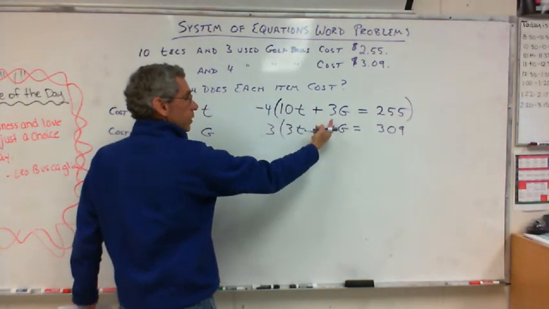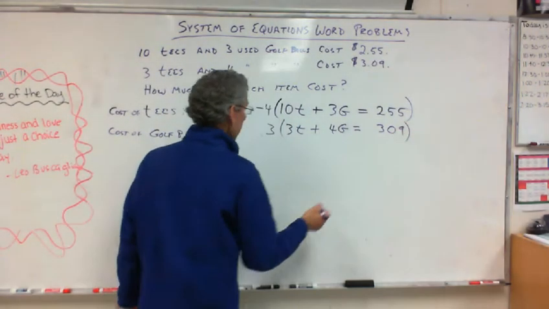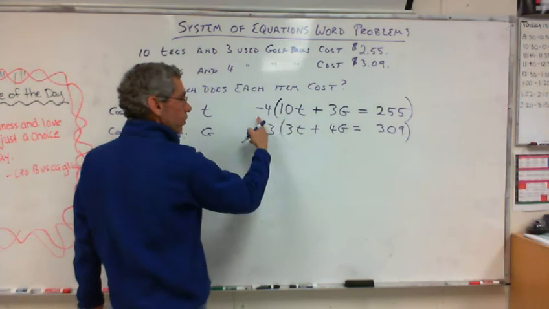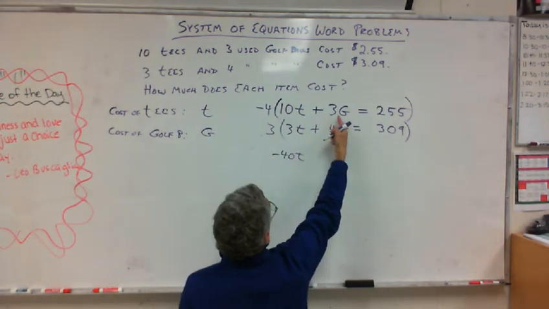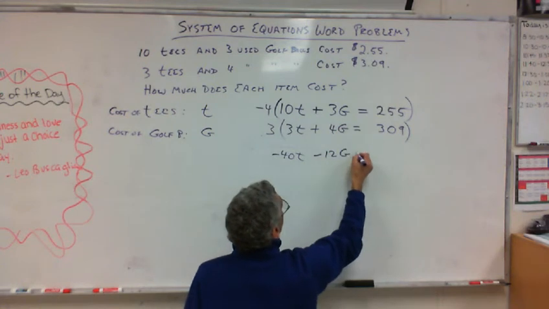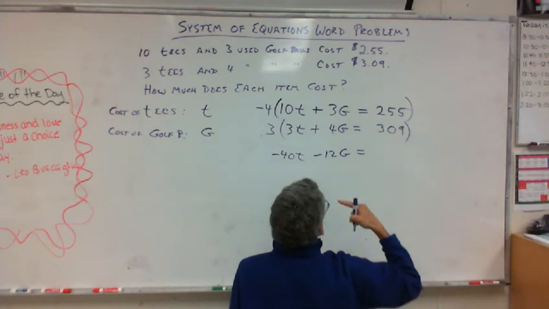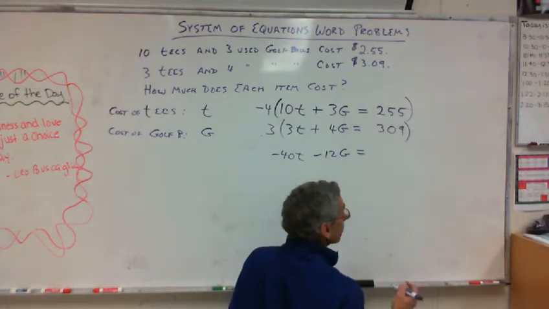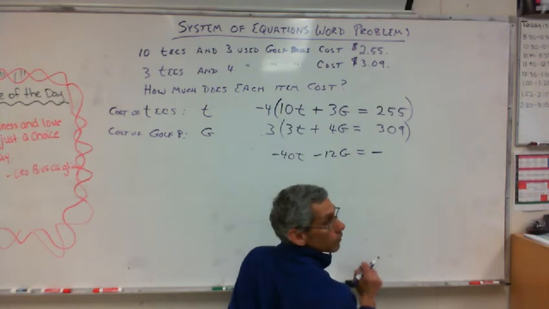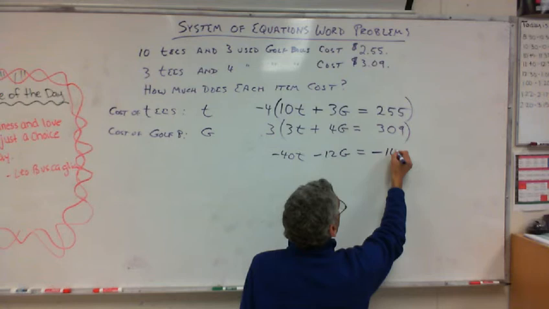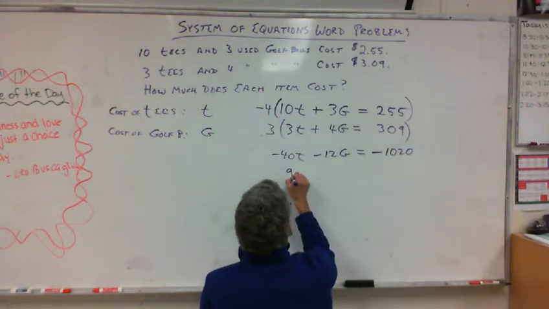All right. So you're going to try to eliminate the g's then, right? The golf balls, right? Yeah, because it would be hard. Okay. So let's do it. Let's say -4 times 10t is -40t, right? And then we've got -4 times 3g is -12g equals, okay, Violet, what's 255 times 4? 1020? Okay.